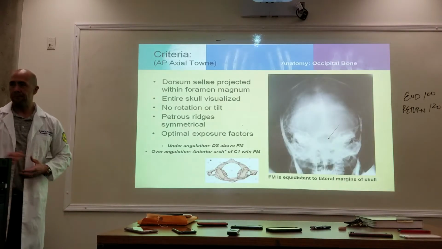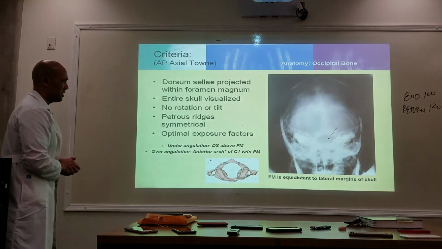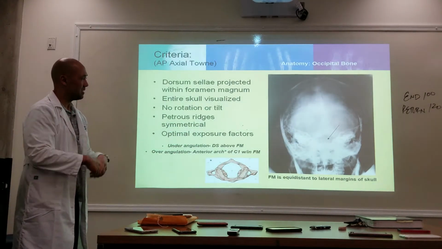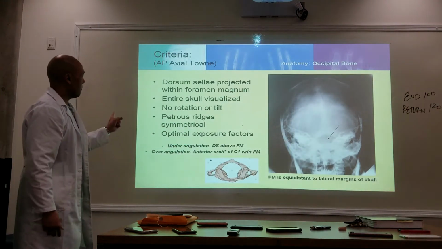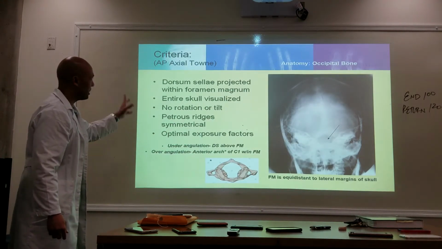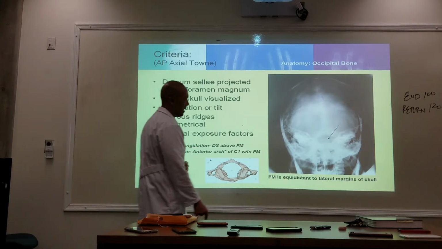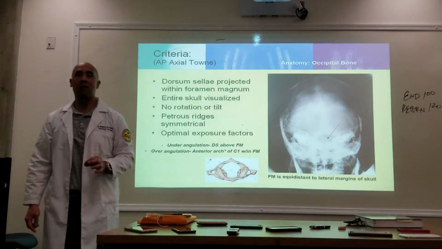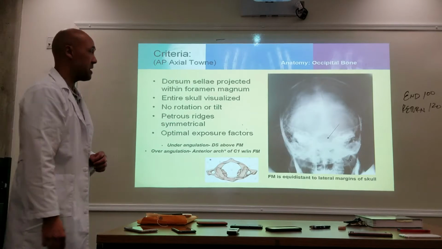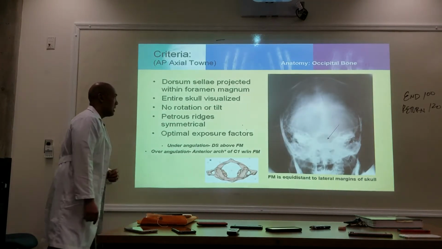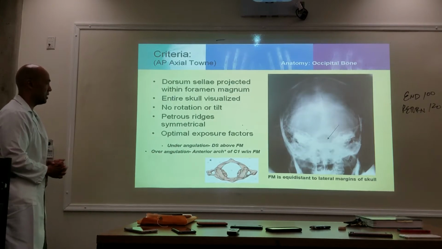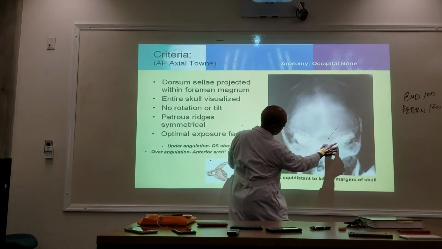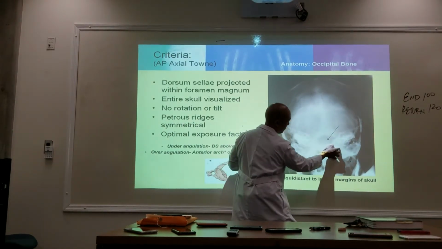All right. So again, we're doing it for the occipital bone, and if you look at it, it looks like an alien-type image because it's elongated. For the proper position and projection, the dorsum sellae should be projected right in the middle of the foramen magnum in a properly positioned Towne or AP axial. The entire skull should be visualized without any type of rotation. You're looking at the petrous ridges right here. They should be symmetrical.